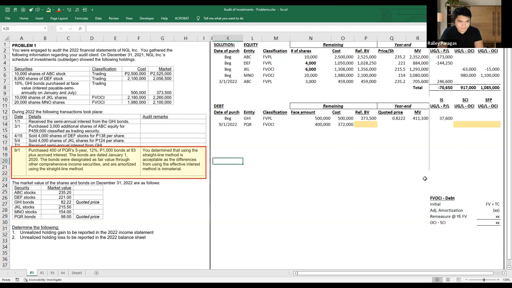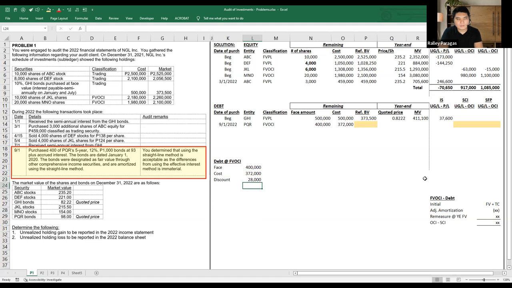So, kunin muna natin yung discount or premium natin. Magkano ba yung face natin kanina? Sinabi na natin kanina, which is 400,000 versus our acquisition cost, which is 372. Yan, nakalagay niya sa taas. So, ano yan? Discount ba yan or premium? That is definitely a discount kasi pinurchase natin at a lower price versus the face amount.